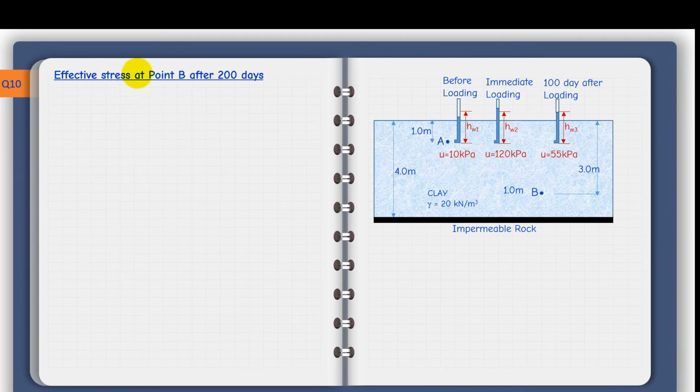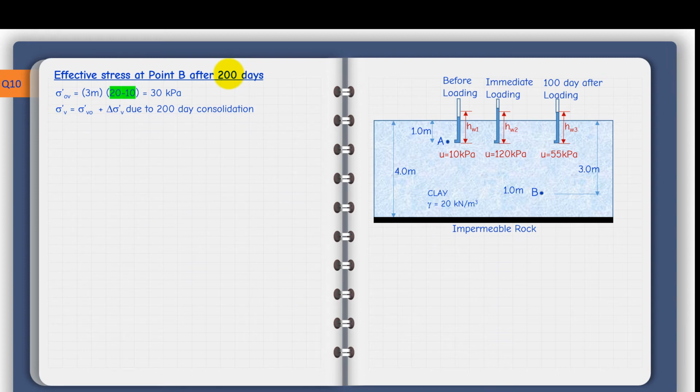Now I'm required to work out the effective stress at point B after 200 days. So what we are trying to get here is the increase in the effective stress at point B after 200 days. First, we have at point B the in situ stress. That's 3 meters times 20 minus 10. It's green here just to remind you that this is the submerged unit weight. 20 is the unit weight of the clay, and the 10 is the unit weight of water. So I have 30 kPa, that's the overburden pressure.